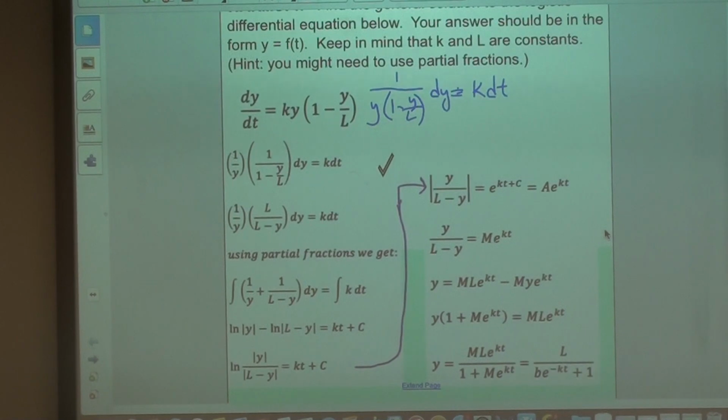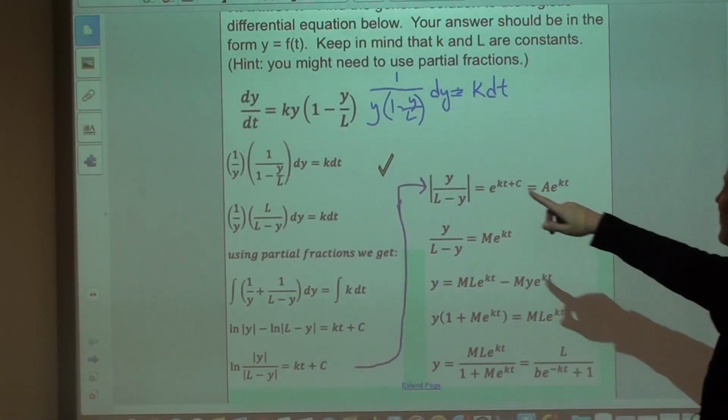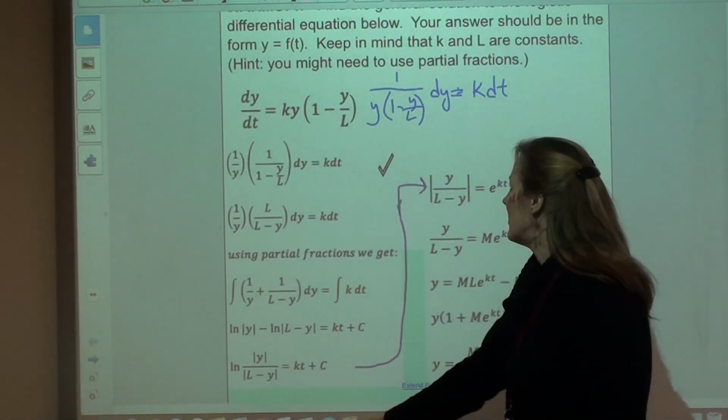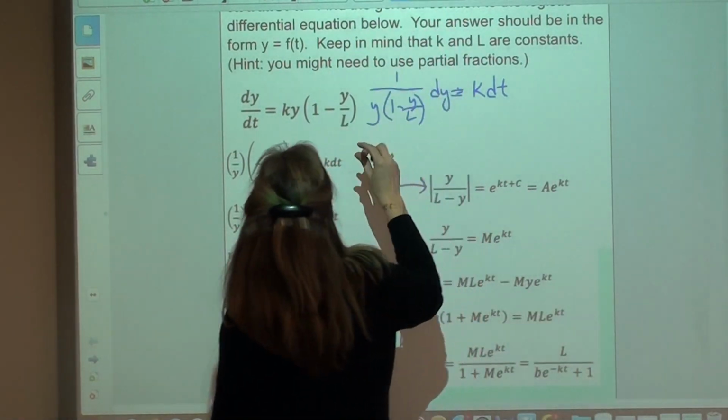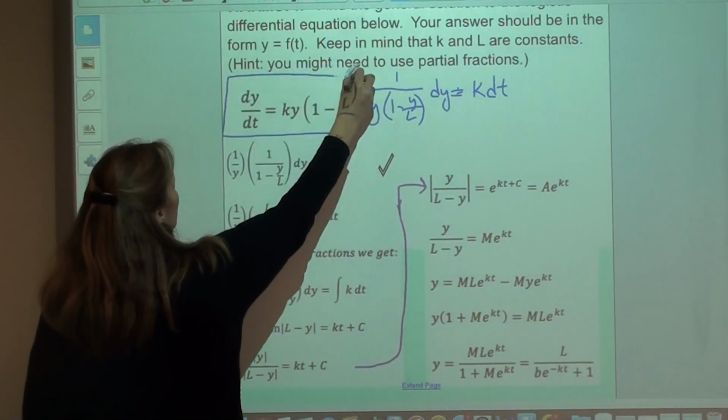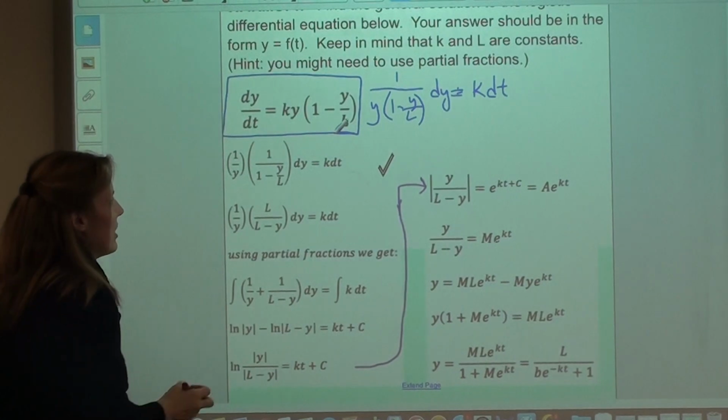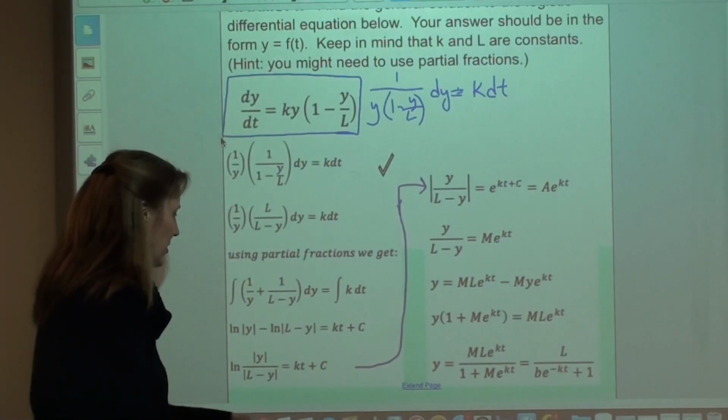Our warm-up today, we have this differential equation. Kind of start focusing on it, get that into your brain, because we're going to be referring back to it throughout the day.